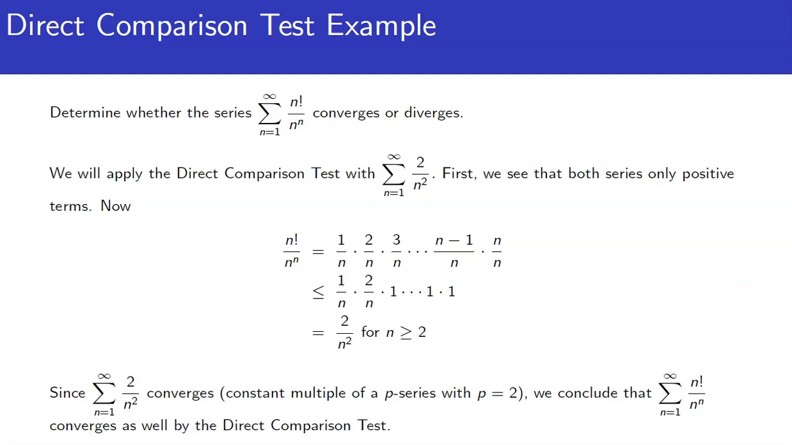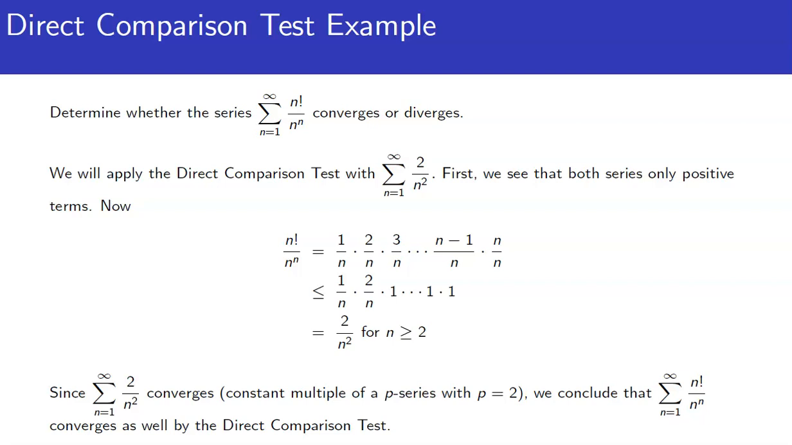In this example, we're going to use the direct comparison test again for a series example. However, this one's going to be a little bit more complicated and involves some playing around with some factorials that I figure would be useful to see an example of.